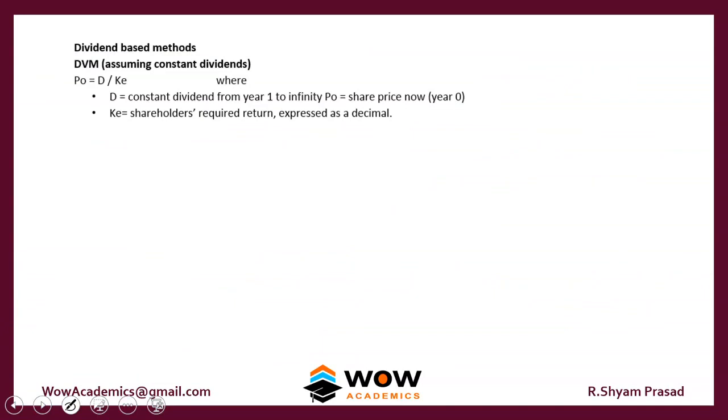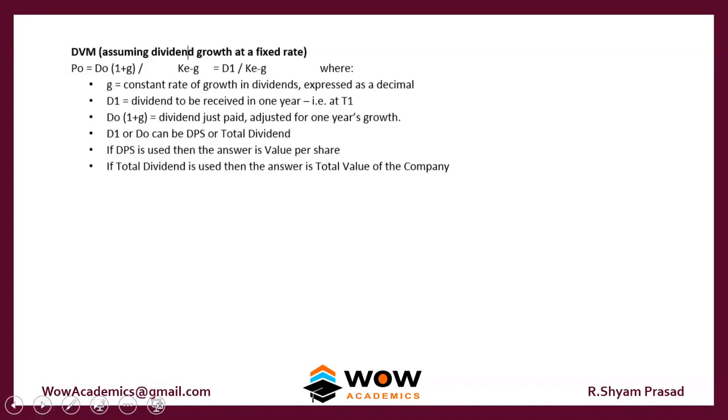So we'll start from dividend based methods. The dividend valuation method is the name of this method, and here the dividend is assumed to be constant. It's not going to change from year to year. In that case, the valuation of a company, P0, the value of a company, equals dividend by KE. So we don't have any problem for this. So we'll move on to the next method, which is usually asked in the exam. We'll start with this method.